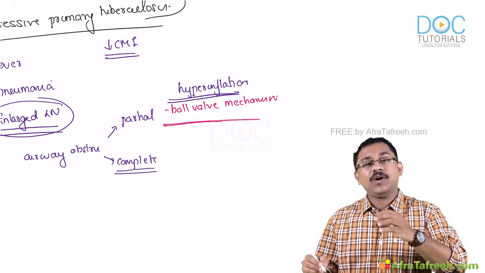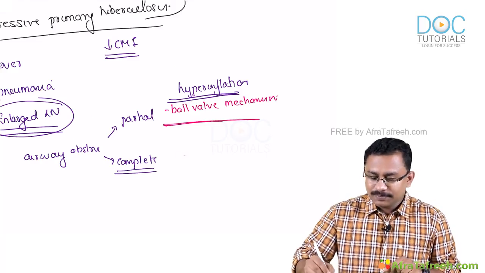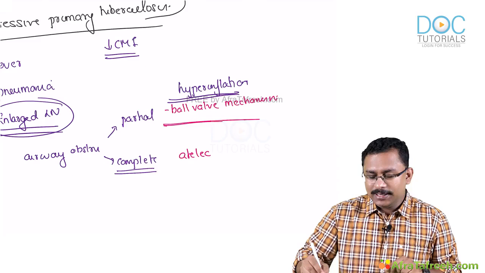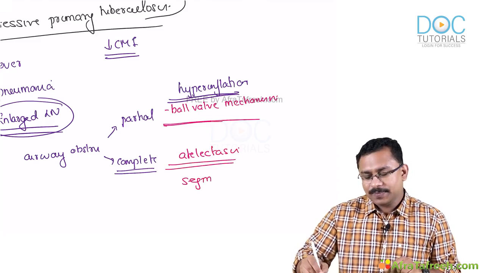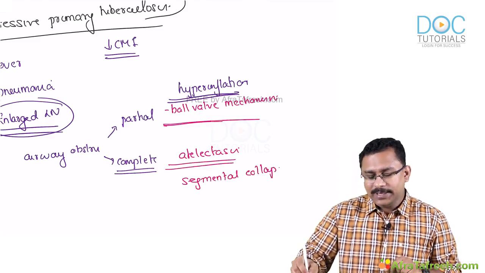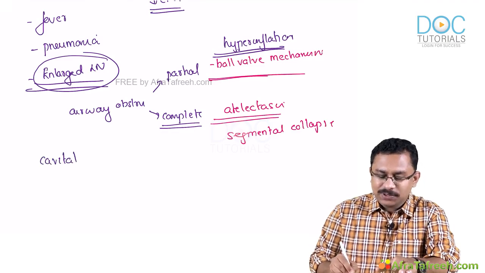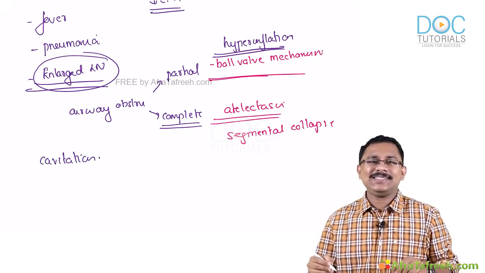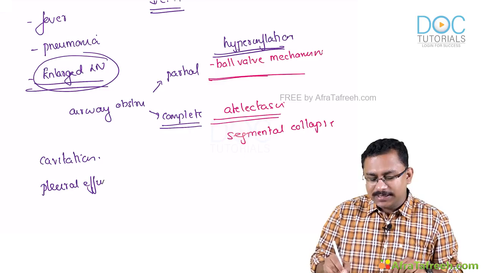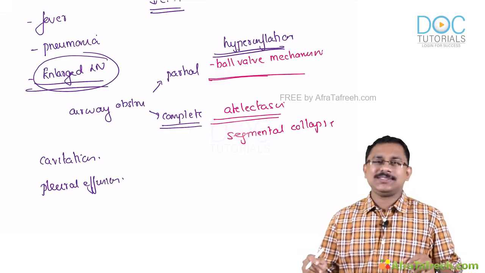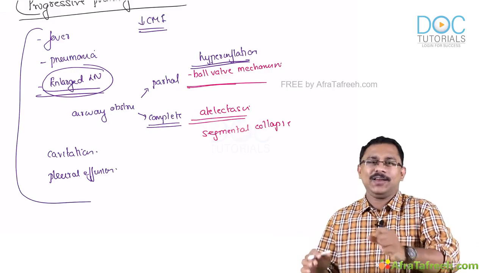Sometimes the airway obstruction may be complete, because of which you might have an atelectasis or a segmental collapse. And sometimes you might also have a cavitation that develops, and sometimes you may have a pleural effusion that develops in case of a progressive primary tuberculosis. So it's a progressive primary infection that occurs, and these are the manifestations that can occur.